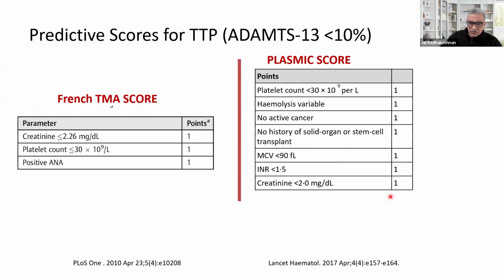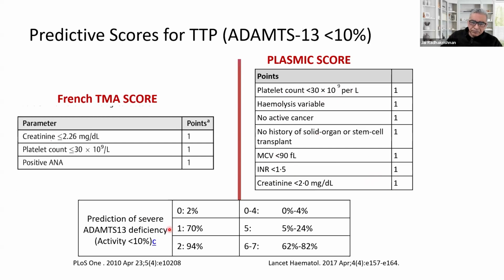And for each of these scores, the prediction is that if your score on the left is 2, so 2 of these 3 is positive, you have a 90% chance. So it's a quick and dirty way. You can say yes, likely TTP, or unlikely TTP. And on the right, if you get 6 to 7 points, it's highly predictive of an underlying TTP.